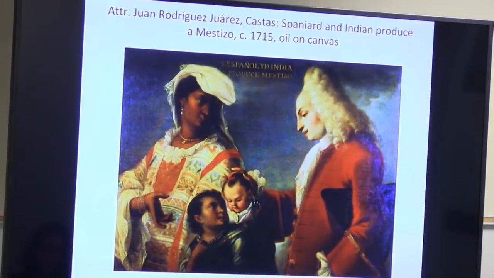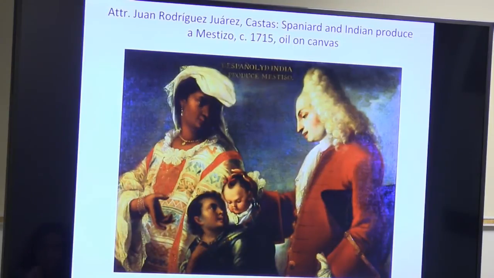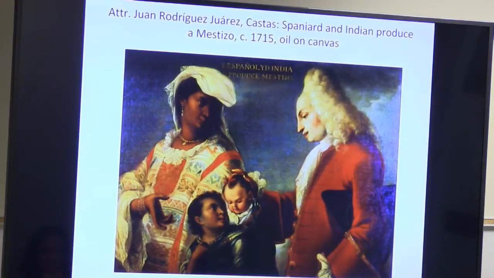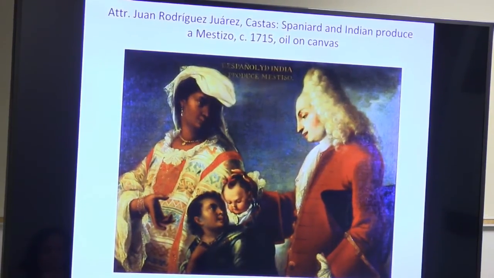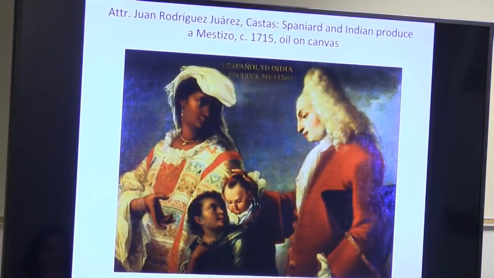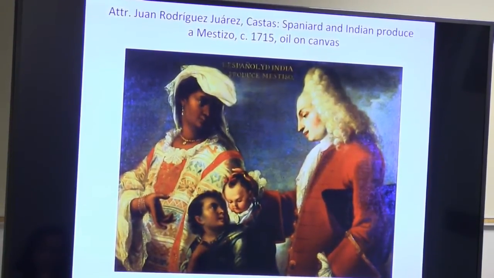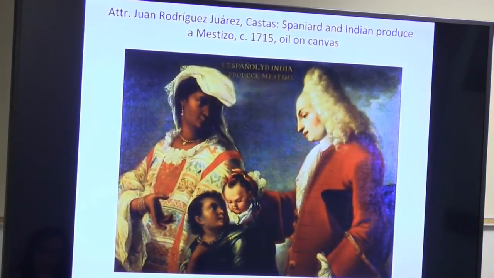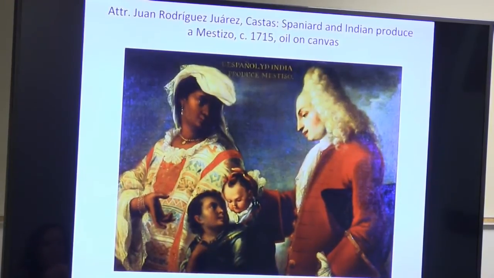And what we're looking at here, again, we have text to clarify in case you don't know what you're looking at. It says, of a Spaniard and an Indian produces mestizo. So you have the Spanish man. He's either Creole, either American born or from Spain. We can't tell. He's just called Spanish. He could have been an American Creole. Then we have an Indian woman who's dressed very well. She's dressed in indigenous style, but clearly well off. And their two mestizo children. And it's like a family scene.